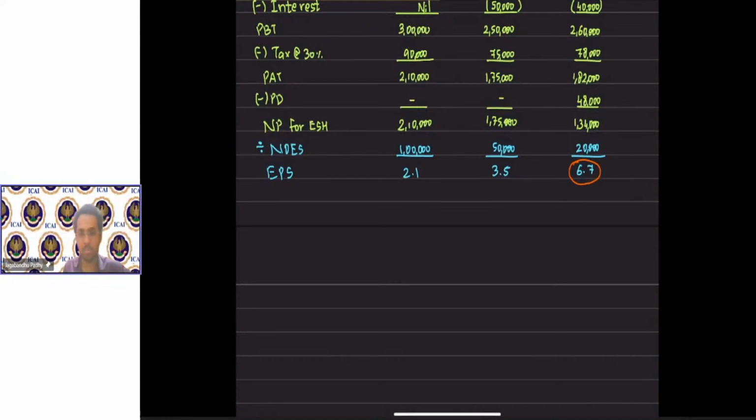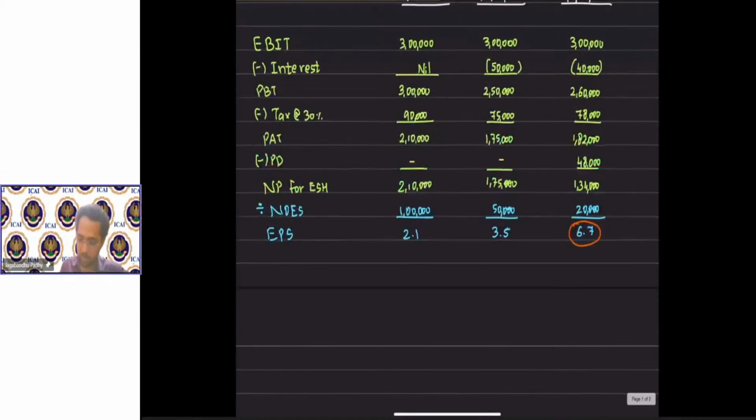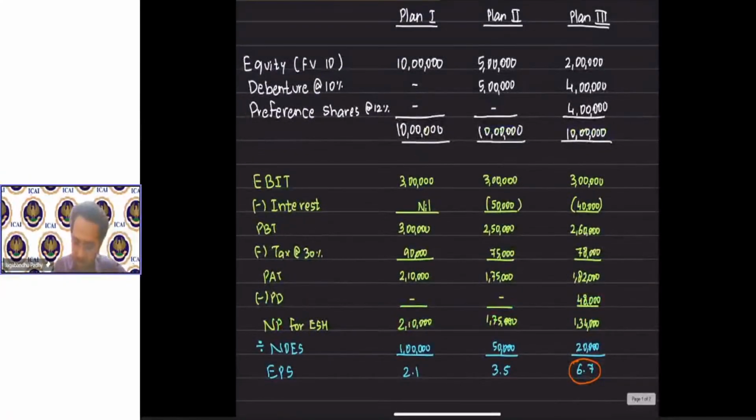compute the market price. Now tell me, under each of these plans, plan 1, 2, and 3, which plan is going to give a greater degree of confidence to the equity shareholders? Out of these 3 plans, which plan is going to provide a greater degree of confidence to the equity shareholders? Is it plan 1, plan 2, or plan 3?